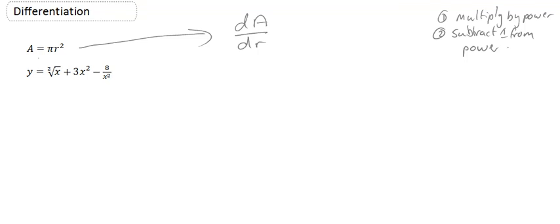So where in the past I've had numbers, I've now got a pi. That's the same, so that goes in, nothing to do with r. I multiply by the power of r. Power of r is 2, so that's 2. I take 1 away from the power of r. 2 take away 1 is 1, so that's r to the power of 1, which is r. So the differentiation of the area of a circle actually is the circumference of the circle, which is quite cool.